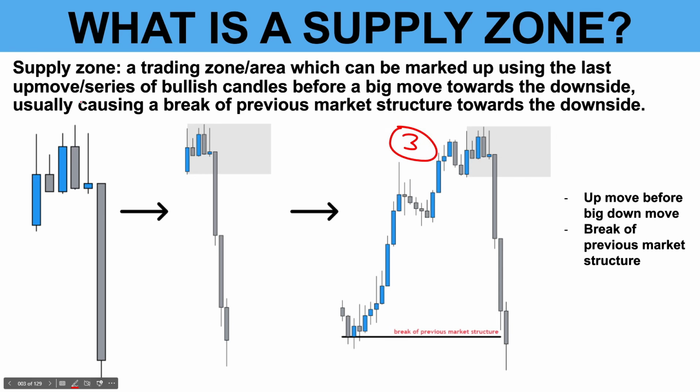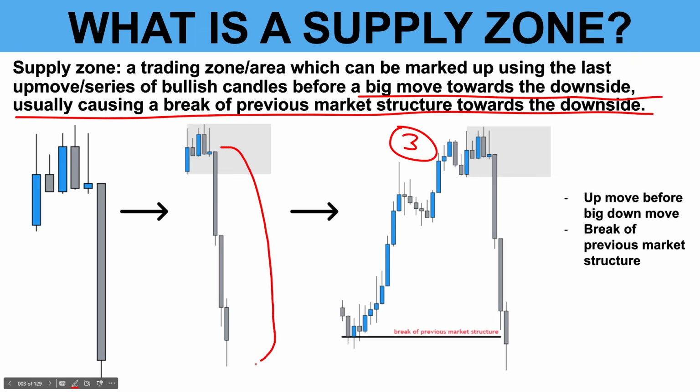You've probably heard this on the channel before, but in case you haven't or you're new to SMC trading, the big move towards the downside will usually cause a previous break of market structure towards the downside. So what does that mean? That means this massive move that we had over here, right? Which is again the same thing over here in this third diagram. This massive move towards the downside is usually going to cause a break of previous market structure.